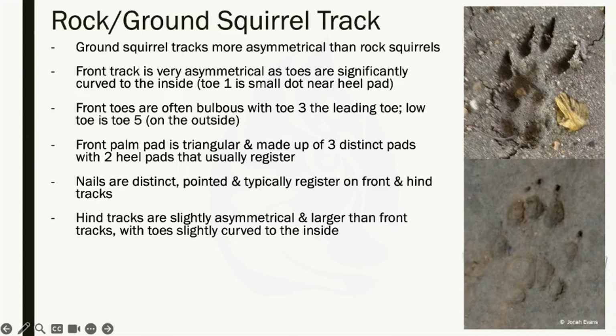The hind tracks are also more asymmetrical than in other squirrel species. And it's going to be a larger track than the front track. Again, that's common with rodent species because you've got five toes registering.